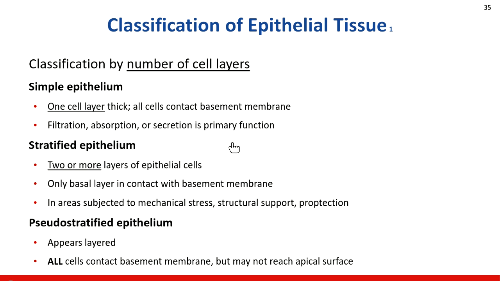The second part of classification for epithelial tissue is based on two or more cell layers, and that is going to be stratified. With stratified epithelium, the only layer that makes contact with the basement membrane is going to be the basilar layer. But one of the important concepts that you need to understand is that when we're naming stratified epithelium, we always look at the apical layer, that's the topmost layer, and see what it looks like. And that's how we'll classify the epithelium.